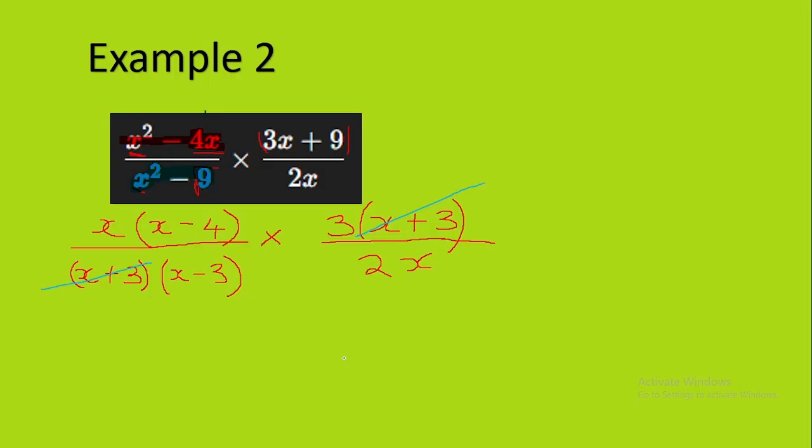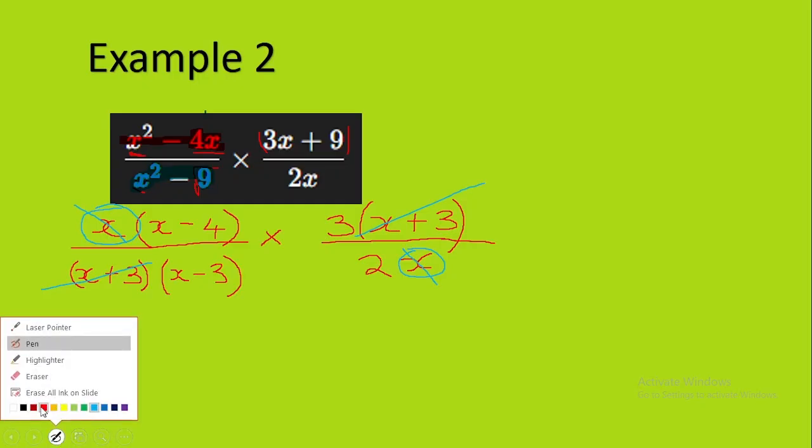Yes, so I hope that you were following. Now also, we have an x right here and an x above right here. Because we have those 2x, we can cancel as well: 1x from here, 1x from there. Now that we have cancelled out all that we need to cancel, we just write what we have now.